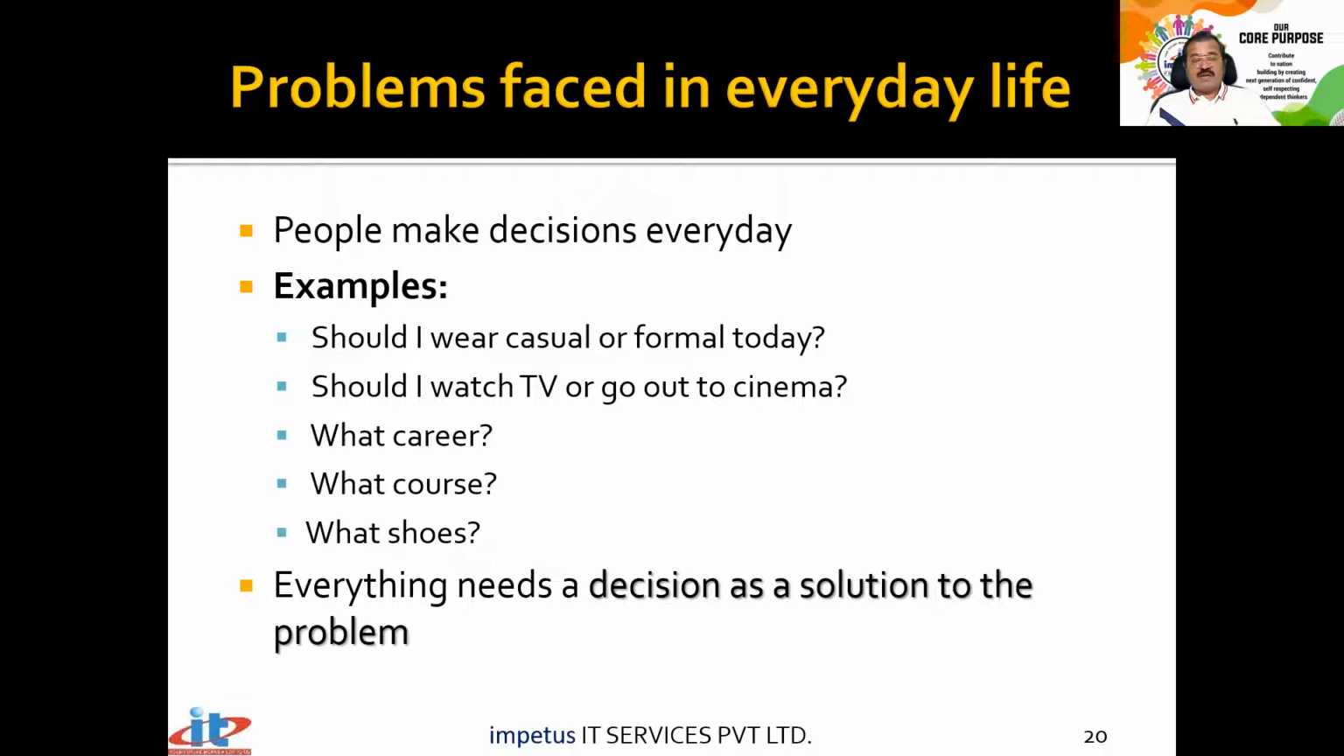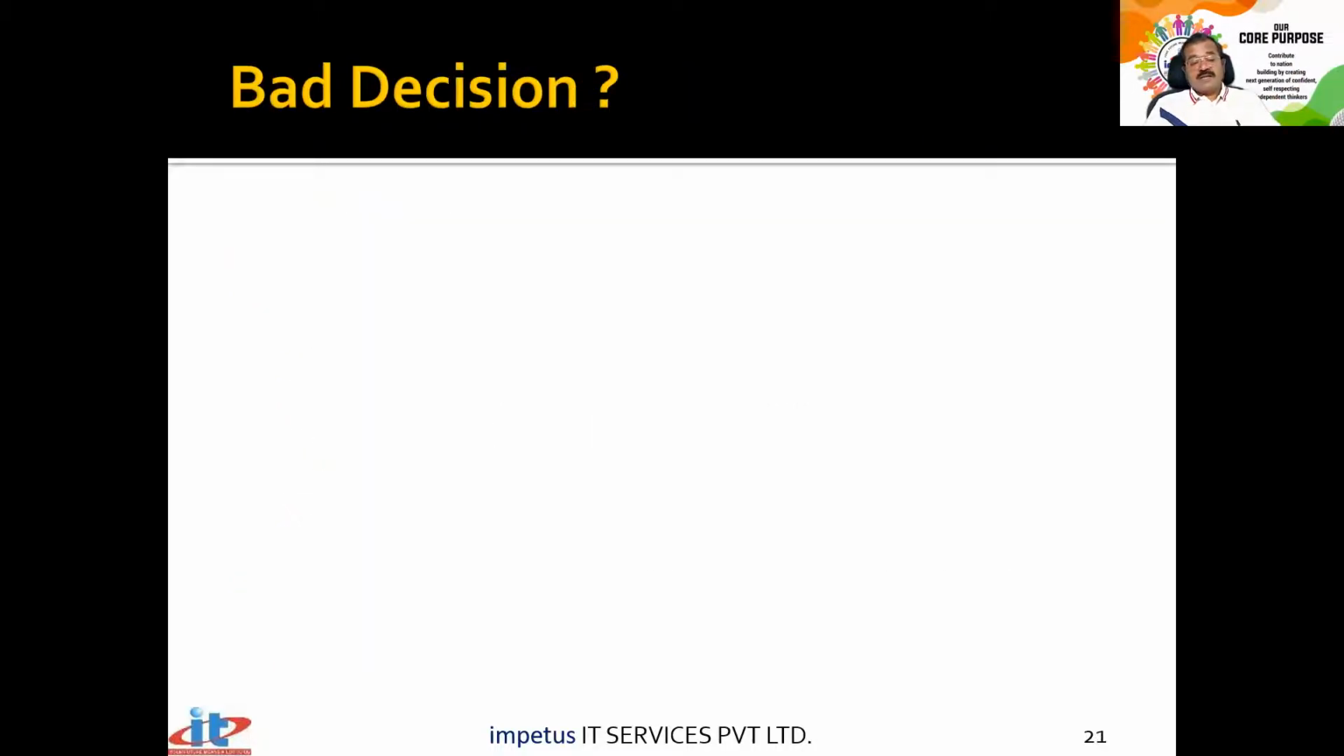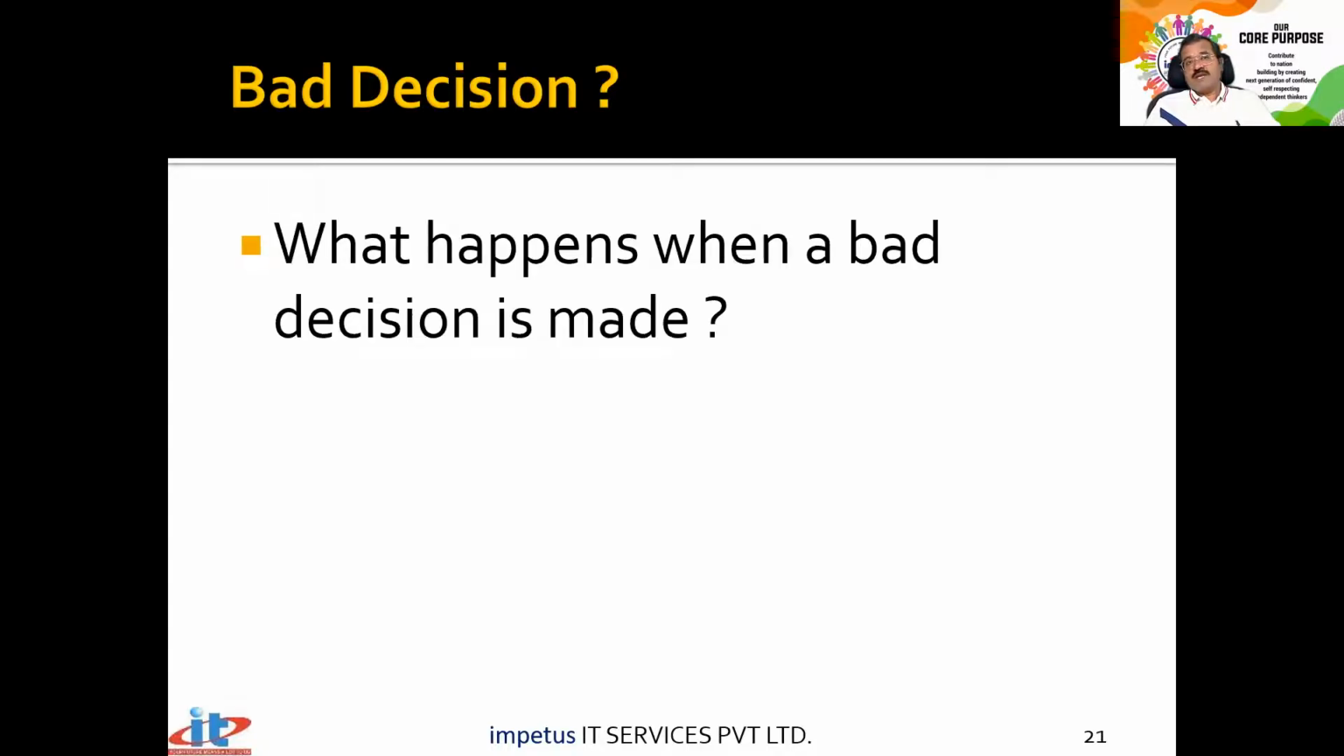I'm going to attend a meeting. Definitely, I'm not going to wear jeans and go. So why didn't I put that on? Why did I do that? So everything needs a decision, and the decision is nothing but the solution to the problem. And you are supposed to justify it. It's not just in computing, it's everywhere. So you face problems everywhere, but sometimes you make a bad decision. So what's the cost of making a bad decision? What happens when you make a bad decision?